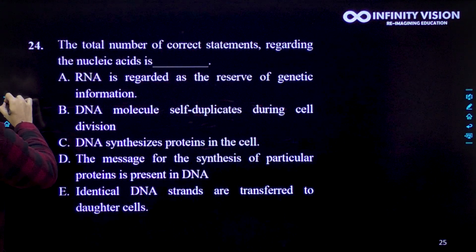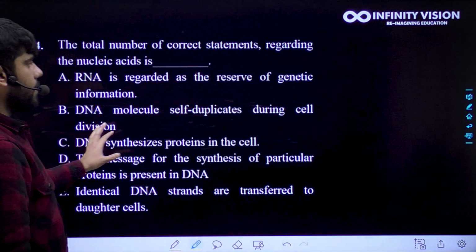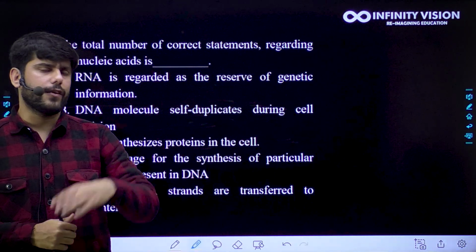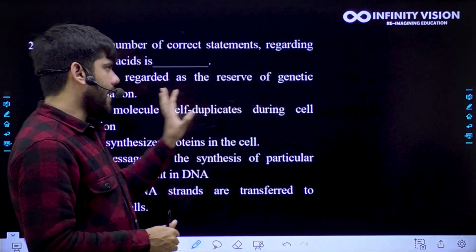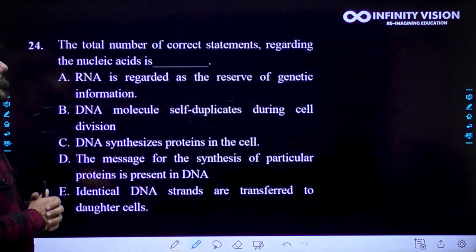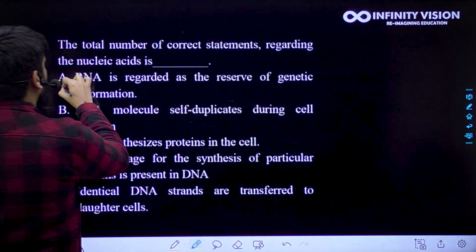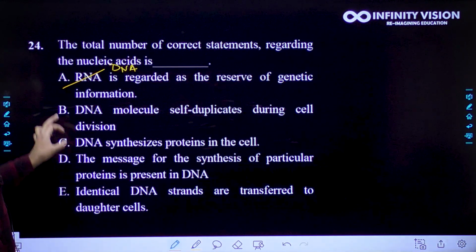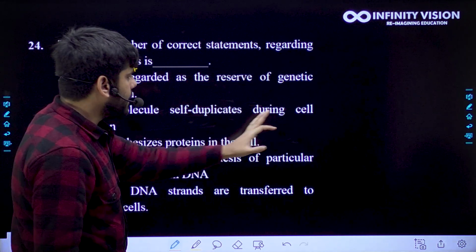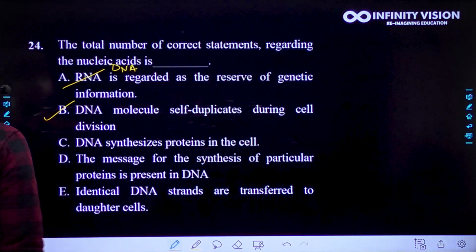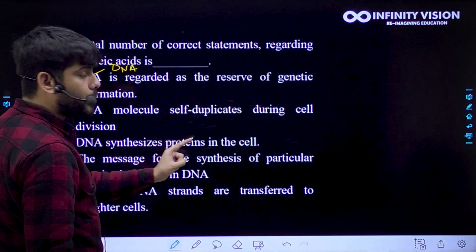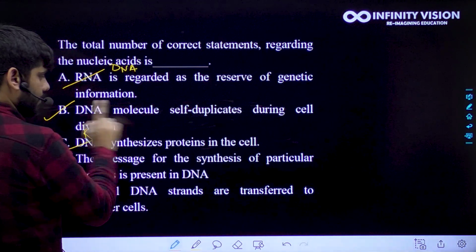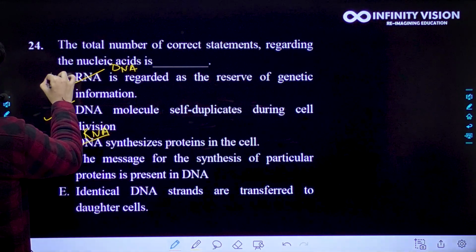Question number 24. Now this question is from NCERT, directly from the NCERT, where we have the biological functions of the nucleic acids. RNA is regarded as the reserve of genetic information? No. DNA is regarded as the reserve of genetic information. DNA molecule self-duplicates during cell division? Yes, absolutely correct. DNA synthesizes proteins in the cells? No. RNA synthesizes proteins in the cell. So this is also wrong.